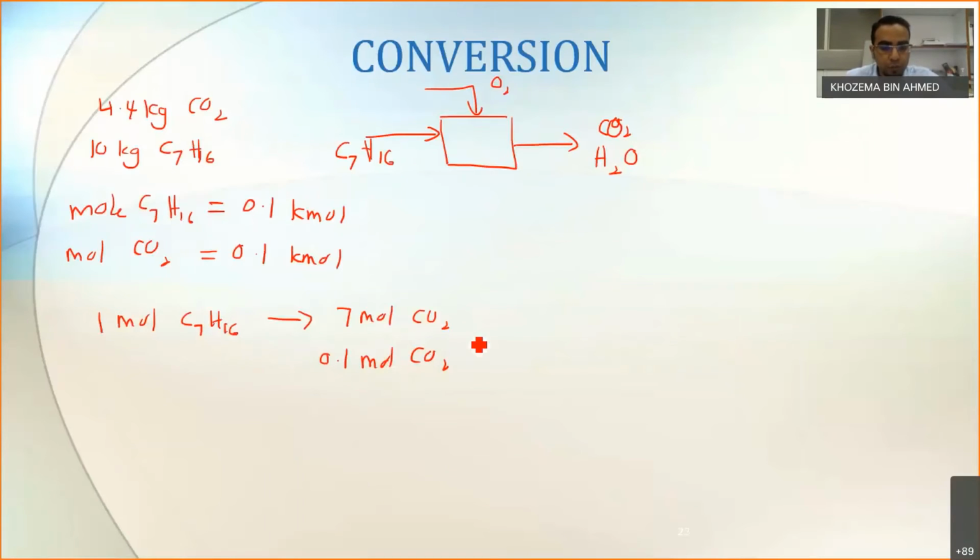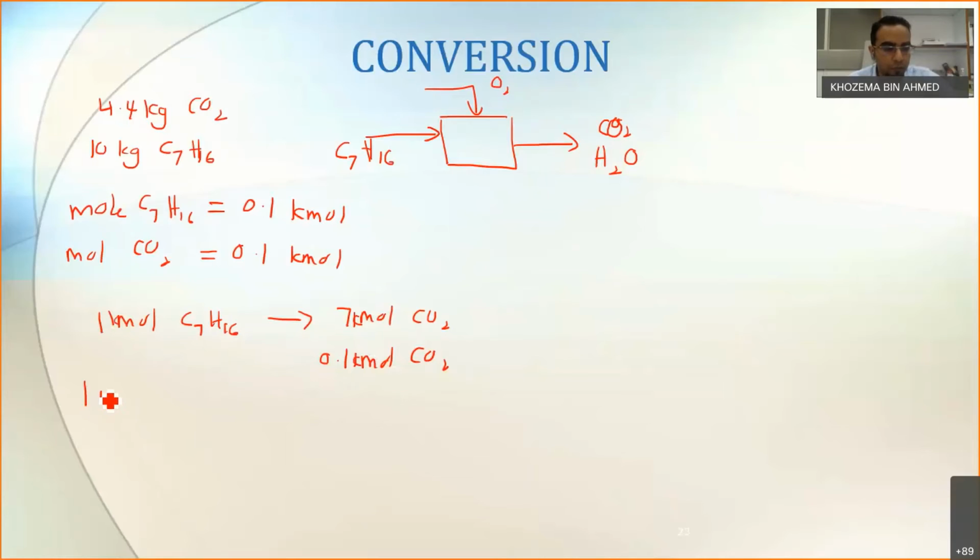So in order for me to produce 0.1 mole of CO2, I need to know how much C7H16 I need to react. You can use the stoichiometric coefficient and the ratio to find the mole of C7H16 reacted, or you can also use extent of reaction. So let's say I use the stoichiometric ratio.